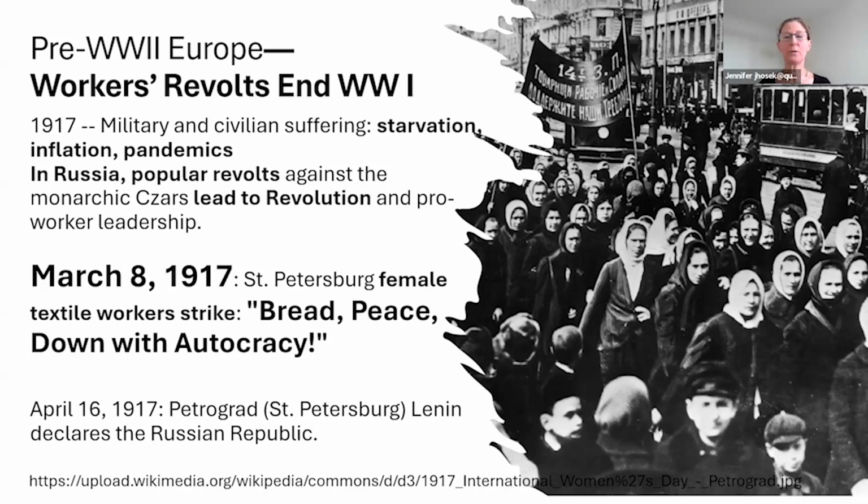And in Russia, popular revolts in 1917 against the monarchic Tsars and for bread and peace led to socialist revolution and eventually Bolshevik victory and the communist Soviet Union. On March 8th, 1917, in St. Petersburg, female textile workers led a large and successful strike. They demanded bread, peace, and down with autocracy. And a month later, on April 16th, 1917, in Petrograd, St. Petersburg, Lenin declared the Socialist Republic.